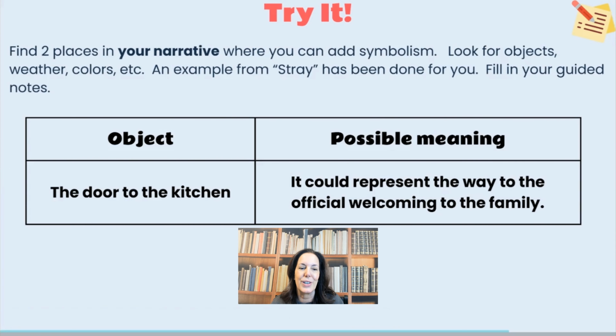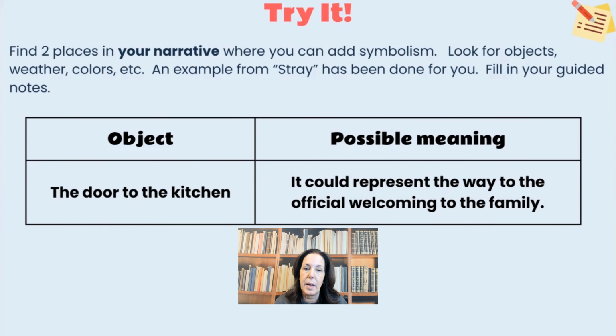So now you're going to turn and talk and try it. Find 2 places in your narrative where you can add symbolism. Look for objects, weather, colors, and things like that. If you're finding that your narrative doesn't have any object or weather or colors or things that can be symbolism, you might need to add that first, okay?